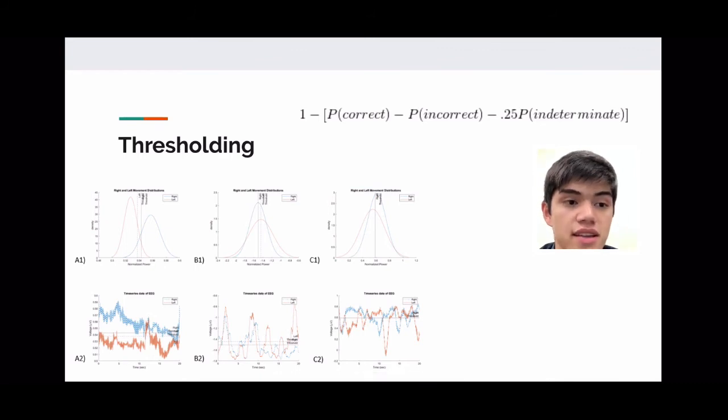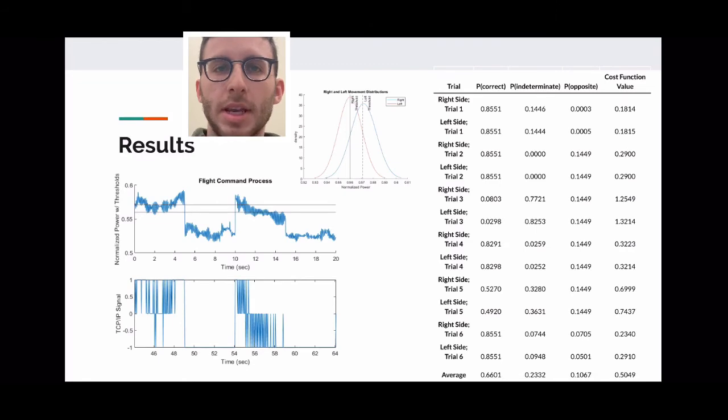More data was taken later to determine the effectiveness of the signal. The probability graph on the right gives the probabilities of the 3 possible outcomes: a correct command, an indeterminate command, and an incorrect command. As shown by the average probabilities on the bottom of the screen, a correct command will be achieved 66% of the time, which means that over time the UAV will move in the chosen direction.